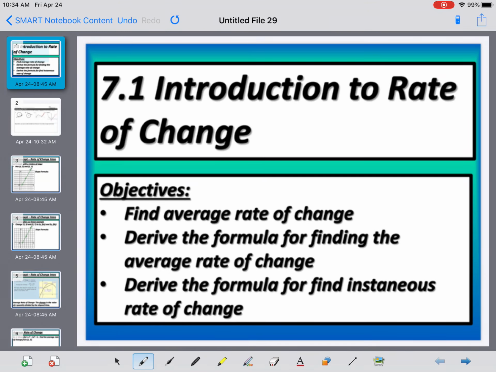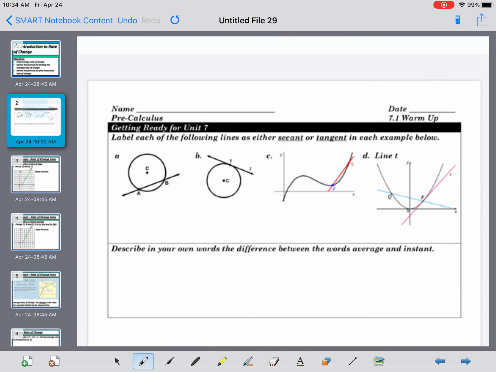Hi everyone. Today we're going to start building this idea and putting together average rate of change and instantaneous rate of change, and how they compare to one another, how they're different, and what it looks like on a function.